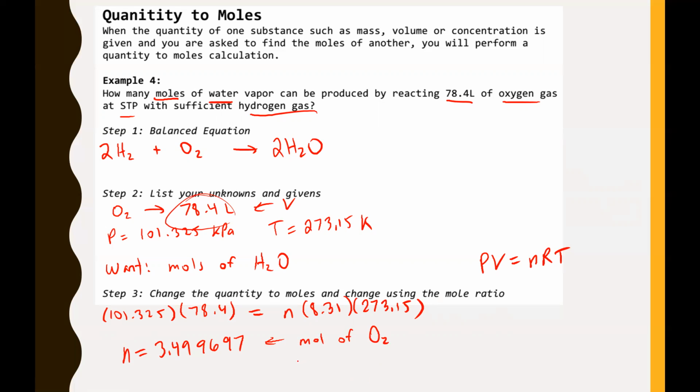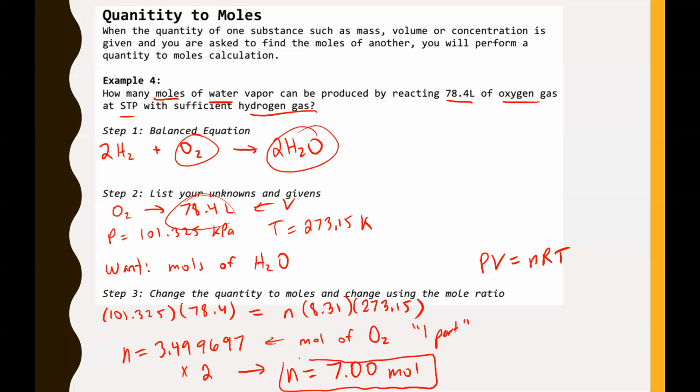One last thing to do here, guys. So we found the number of moles of oxygen. Notice that's 1 part. Look at how many parts of H2O we have. We have 2 parts of this. So in other words, if we're looking for the number of moles of H2O, we now have to times this by 2. So our number of moles for water, rounded to 3 sig digs here, is actually going to be a nice 7.00 moles.